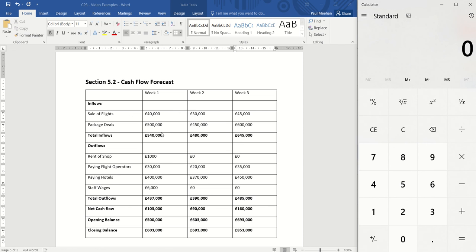So we've worked out some simple things. Total inflows are all of your inflows added together for each week. Total outflows are all of the outflows added together for that week. We subtract the total outflows from the total inflows to get our net cash flow. We then take our opening balance and add the net cash flow to it to work out our closing balance. And then for the following week, the opening balance is essentially the closing balance from the previous week. And again, we add the net cash flow to it to work out the closing balance, and so on, and so on, and so on. And that is how you do a cash flow forecast.